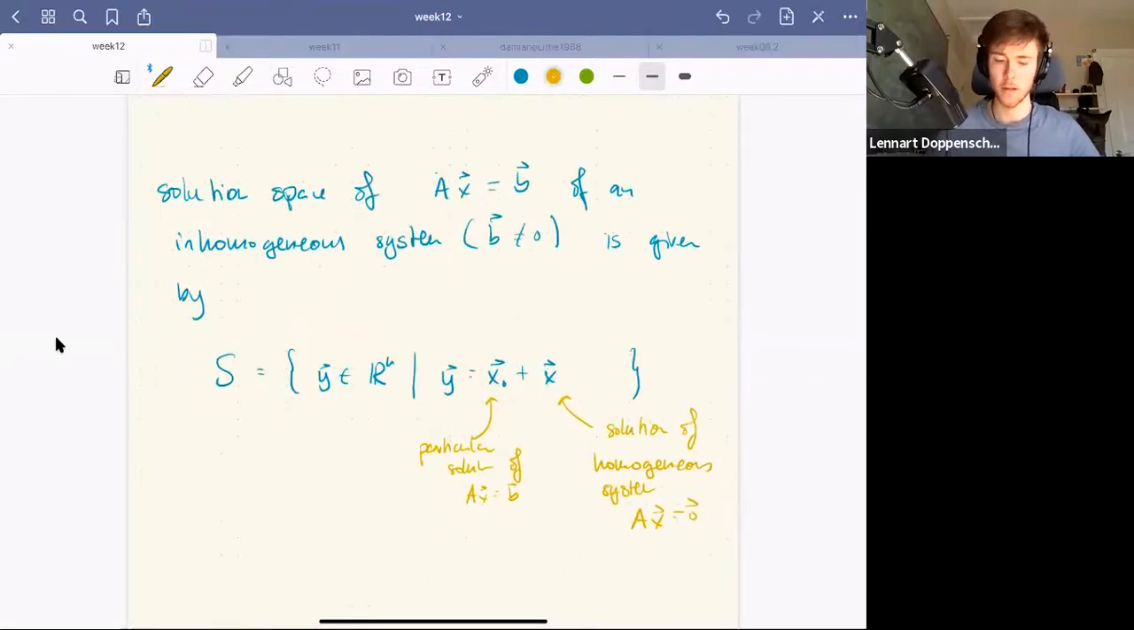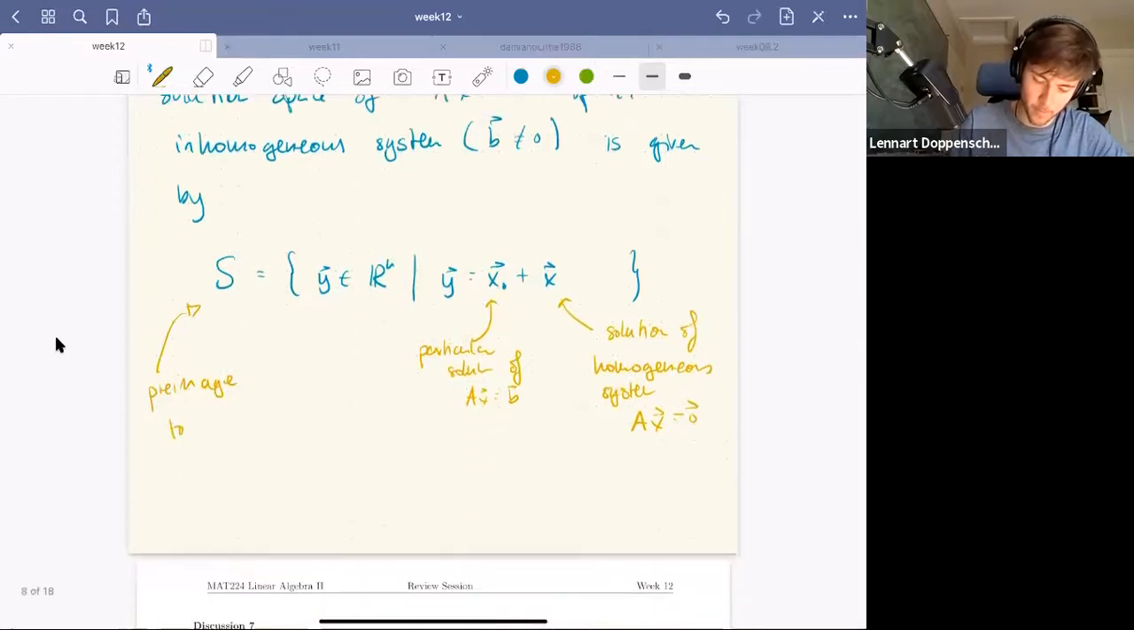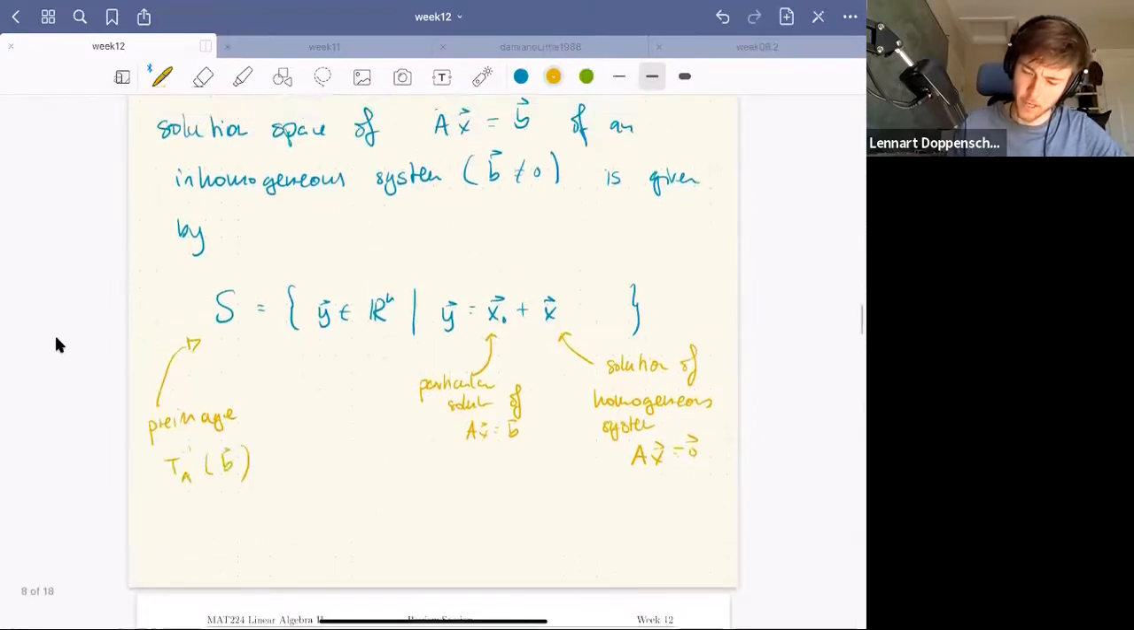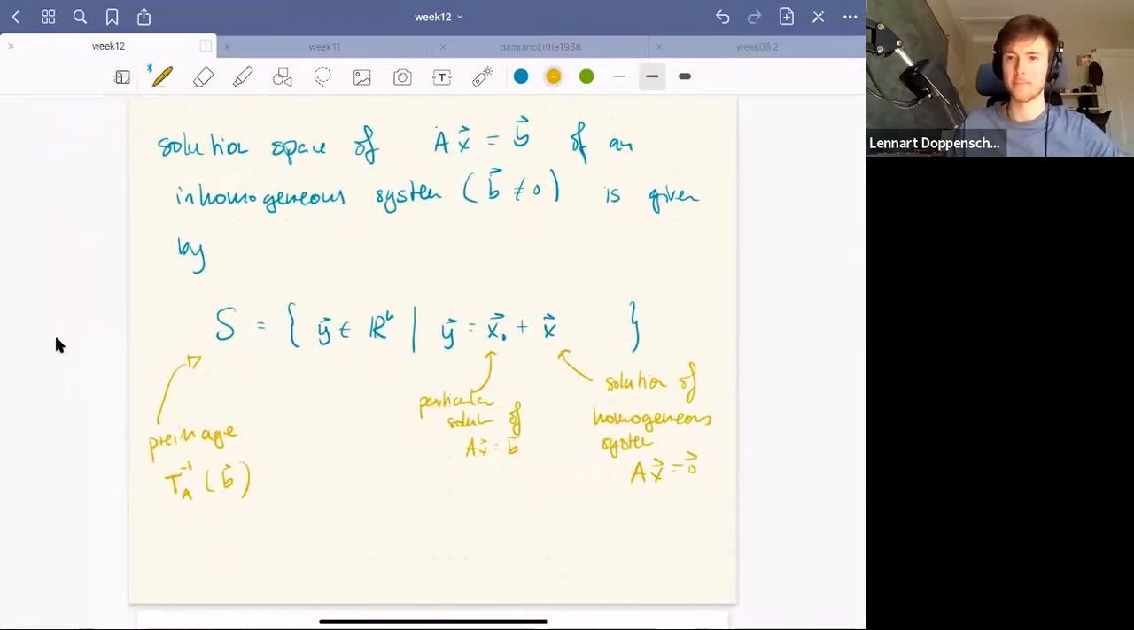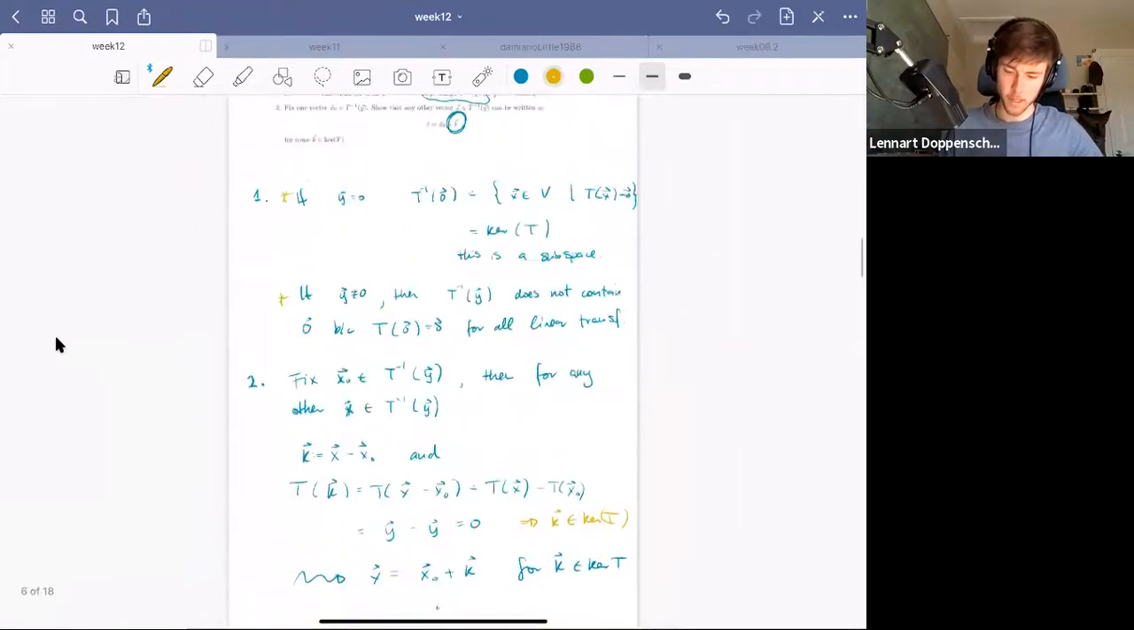Well, that's the same thing as I said above, only that the solution space to the homogeneous system is now called the kernel, and this is actually the pre-image. This is the same as the pre-image T_A inverse of b, because you want exactly all the solutions to the system, which is just all the vectors that are sent to b by this matrix A, or the transformation made by A. So you can think of this as the set of solutions to this system. That's kind of the idea. That's the linear algebra behind this.